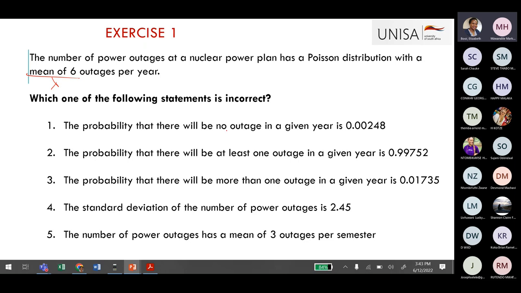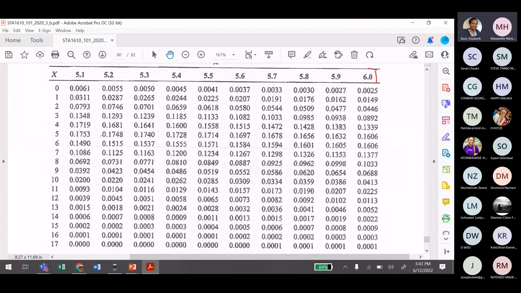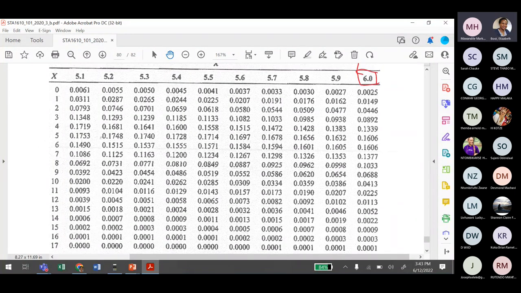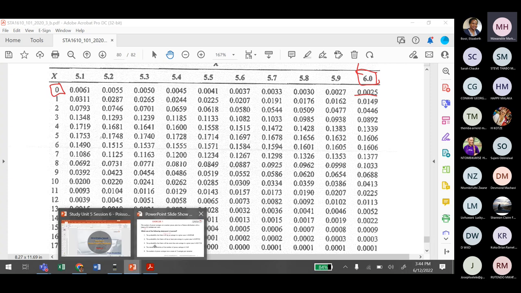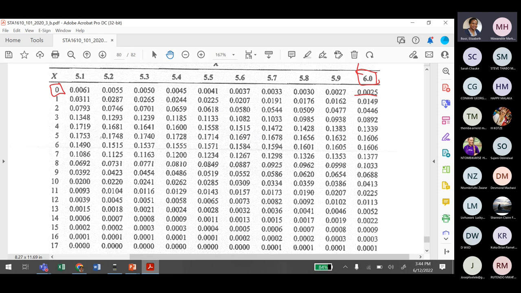The probability that there will be no outages, it means we need to find the probability that X equals 0, right? Because 0 represents no outages. So we go to the table with the average 6, X is 0, and the probability is 0.0025. The table they used has 5 decimals, while the table that I'm using has 4 decimals, so it's rounded off.